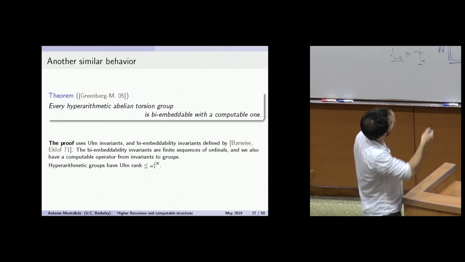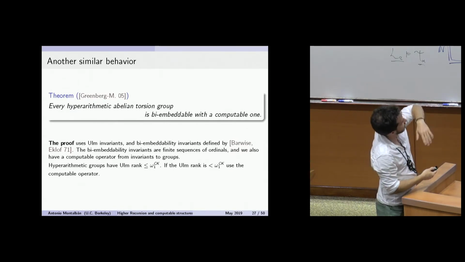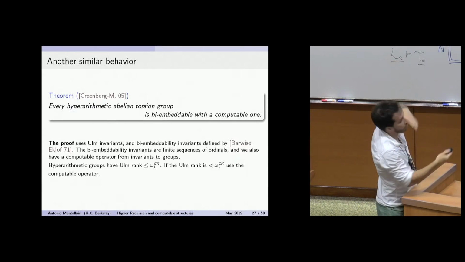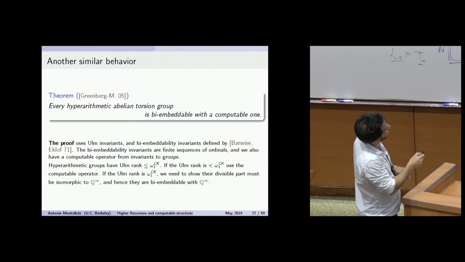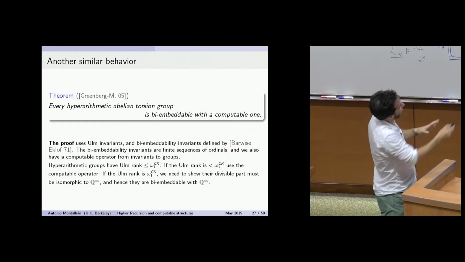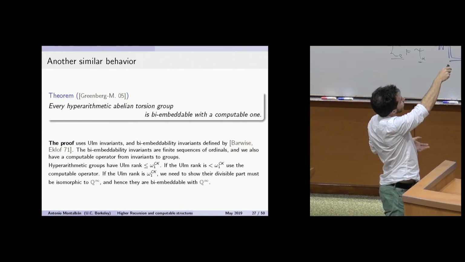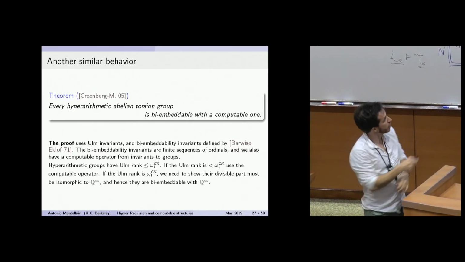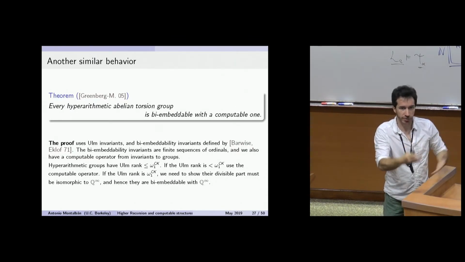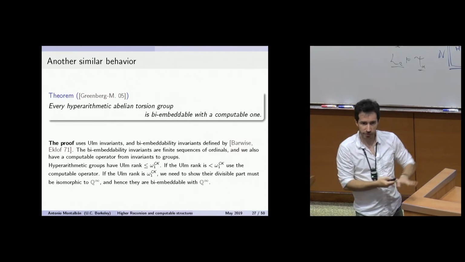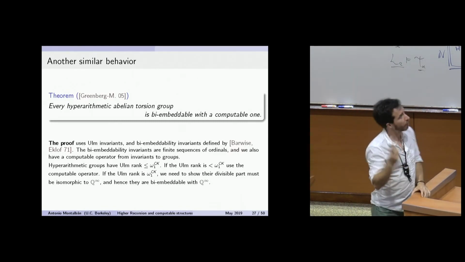You also have to see that hyperarithmetic groups have Ulm rank less than or equal to omega 1 CK. If it's less than omega 1 CK, you get a computable operator. So don't worry about what I want to say, I'm just saying the things that we use. If it has rank equal to omega 1 CK, you have to look at the divisible part, and that divisible part has to be isomorphic to this, which has a computable copy. It's bi-embeddable with that one. So that was the proof, using the structure of these groups. So a completely different proof than the case of linear orderings. So the proof only applies here. Again, what's going on?